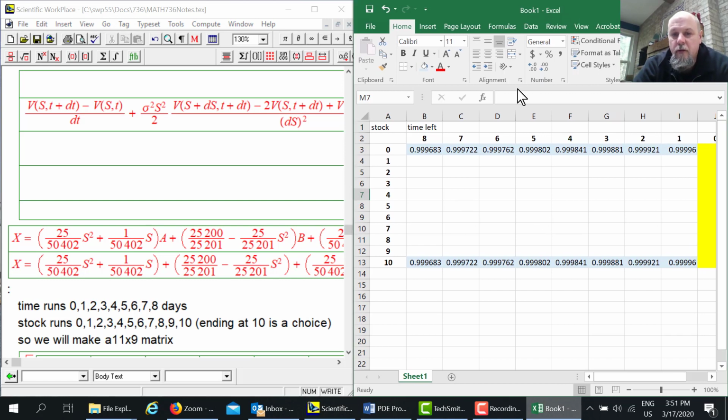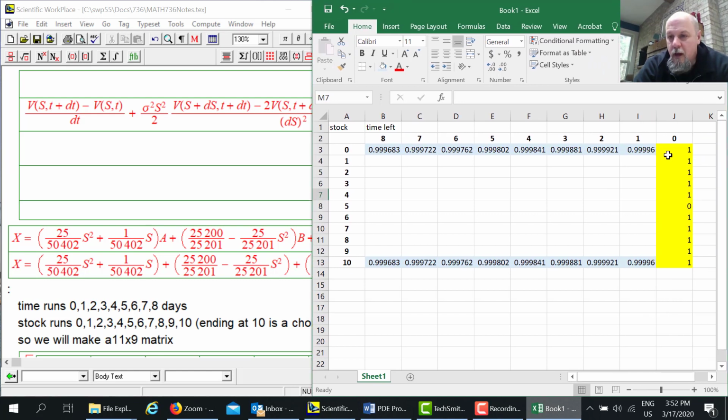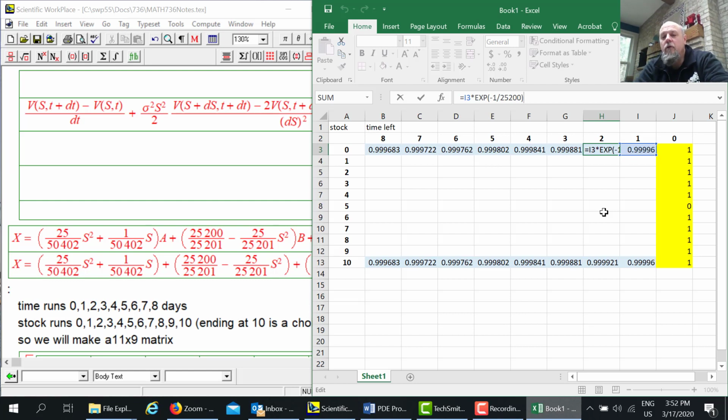Okay, so here I'm trying to do the explicit scheme. I put the payoff. Across the top here are the days left. Here are the stock values. I already filled in the boundaries as discounted, so this is just the cell before it, discounted 1 day. The interest rate 0.01, I just made 1 over 100, and the DT is 1 over 252, so they're just multiplied together there.